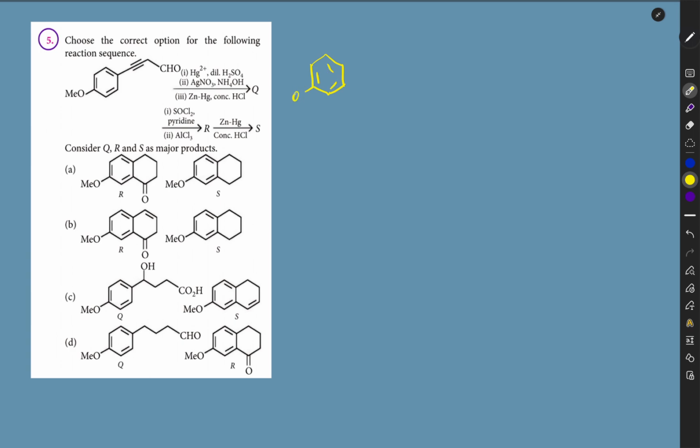which contains other groups as well. Like we have a methoxy group on the para position, and there is an alkyne present in this given substrate. So we have this alkyne, right? C triple bond C, and then we have CH2, and then we have an aldehyde group this way. All right. Now this given substrate is being treated in the first step with Hg+2 in presence of dilute H2SO4.